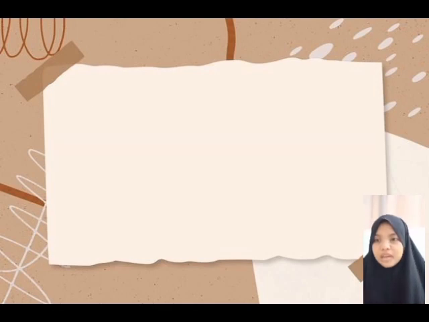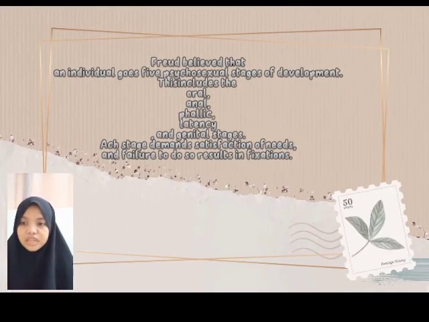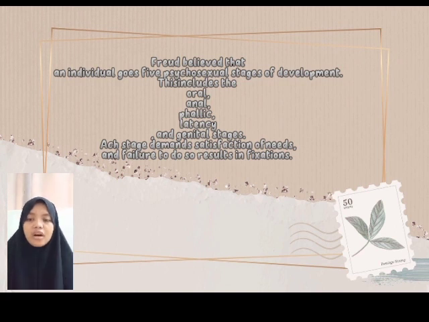Another theory by Freud is the psychosexual stages of development. Freud believed that individuals go through 5 psychosexual stages of development. This includes the oral, anal, phallic, latency, and genital stages. Each stage demands satisfaction of needs, and failure to do so results in fixation. Ito na yun, for us to know the behavior of our students as future educators. Kailangan natin i-apply ito kung ano ba yung mga stages ng batang tinuturuan natin.